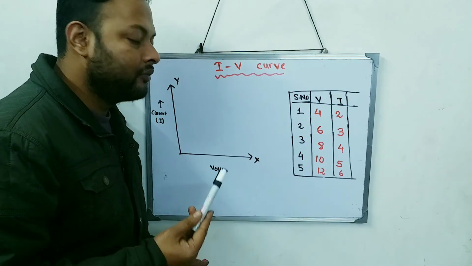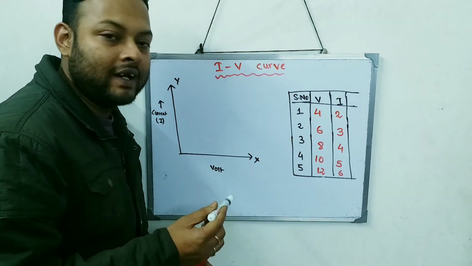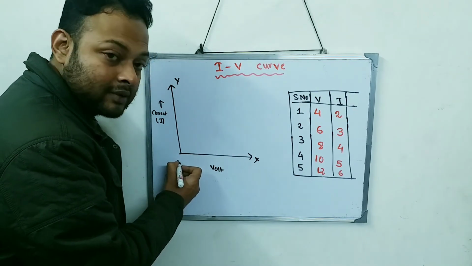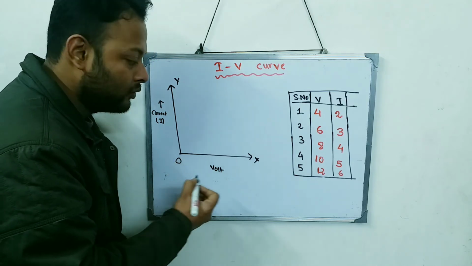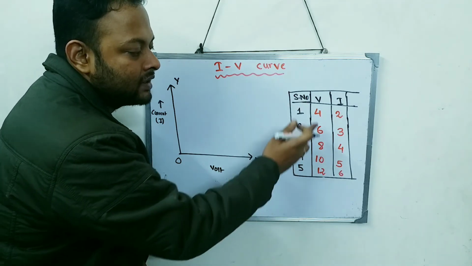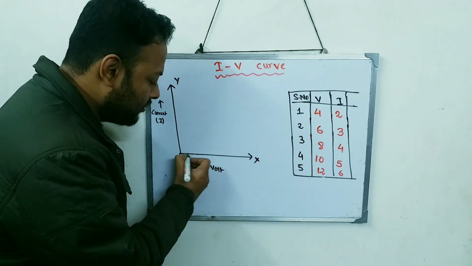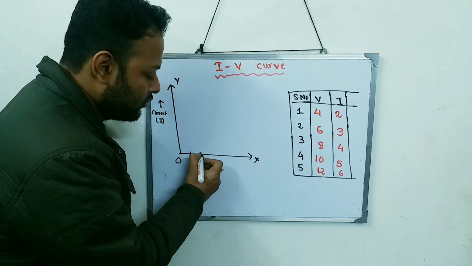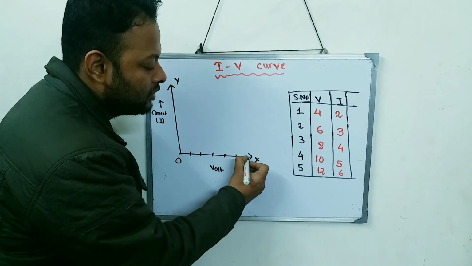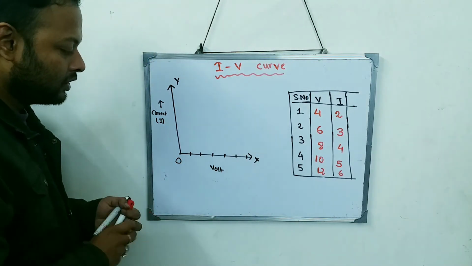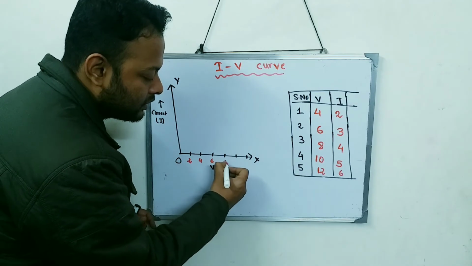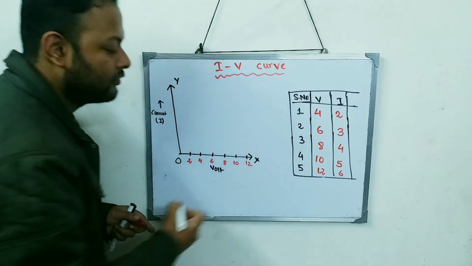Before plotting the graph, we should know how to divide the axis. That is the foremost important thing. So where both the axes meet, I'll take that as 0. Okay, we all know that. Then we will divide this axis according to the graph. We can see these are all multiples of 2. So after 0, I'll take this as 2 volt, 4 volt, 6 volt, 8 volt, 10 volt, say 12 volt. Okay. So this is 2 volt, 4 volt, 6, 8, 10 and 12 volt.